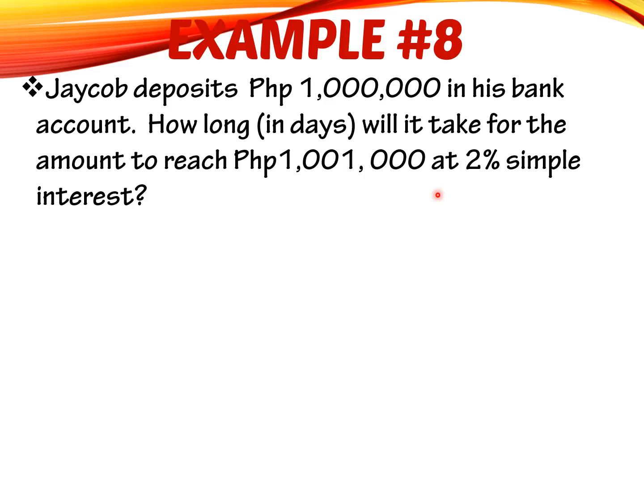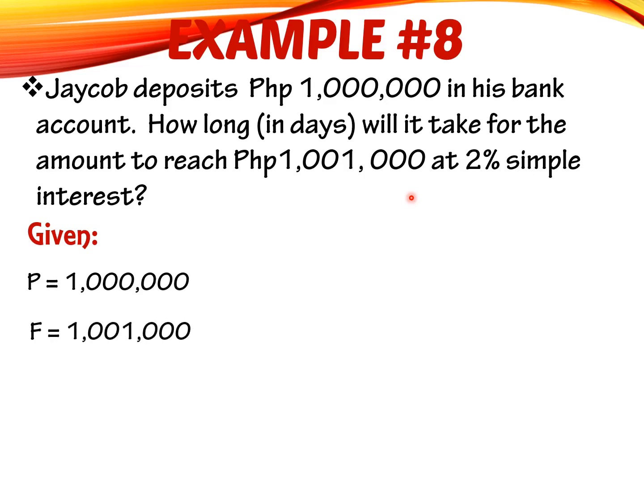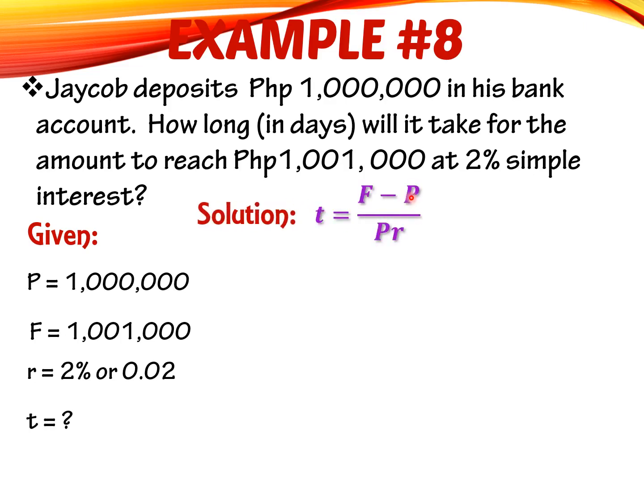So therefore, 1 million ang dineposit, and then magiging 1,001,000. So therefore, your 1 million will be your principal and your 1,001,000 will be your maturity value or the future value. And then R is your 2% or 0.02 and you are asked to find the time. For the formulas, you can again choose to use this one or this one. Again, F minus P is simply your interest.